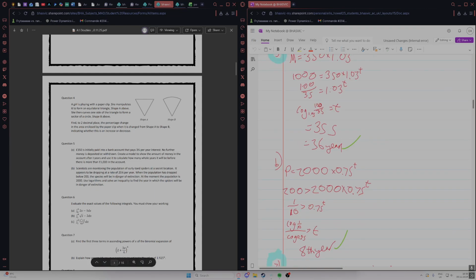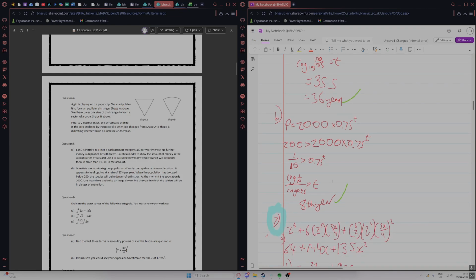Part B, it's just 0.75 to the t, and then you use an inequality, and you just solve the equation. Here I logged both sides, and say that it will be in the 8th year because you round up again.